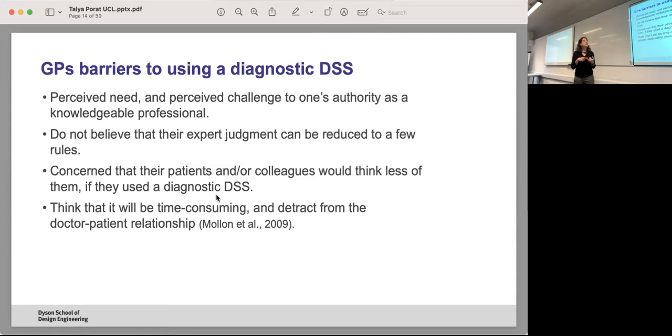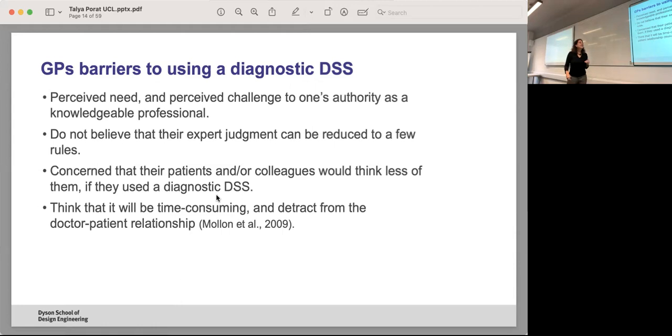And it's also the perceived challenge to one's authority as a knowledgeable professional, right? So it's easier for them to get advice or support about memory. If they can understand that a computer is better than them at remembering things, because it has a big database, so prescriptions or screening, that's easier for them. But for judgment and decision-making, they don't think a computer can be better than them.